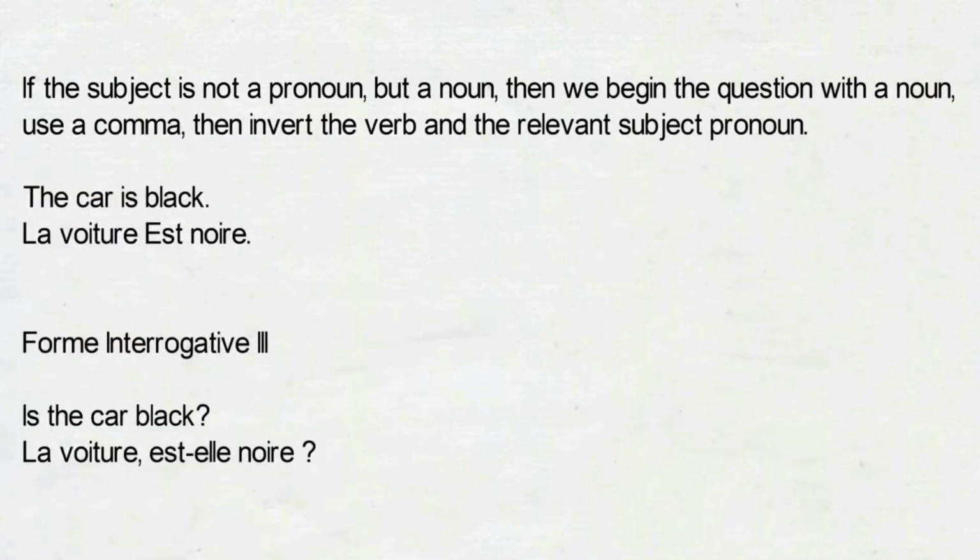So now the toughest form of interrogative. If the subject is not a pronoun, but a noun. What are pronouns? I, you, he, she, we, they. But if it's a noun, like car, mobile, computer, anything else, then we begin the question with the noun, use a comma, then invert the verb and the relevant subject pronoun.